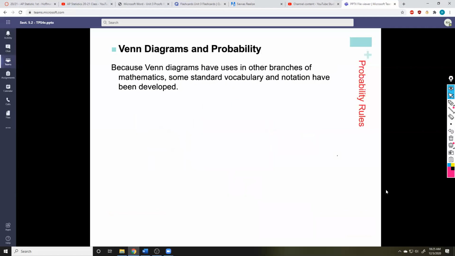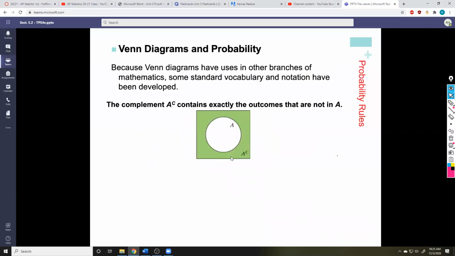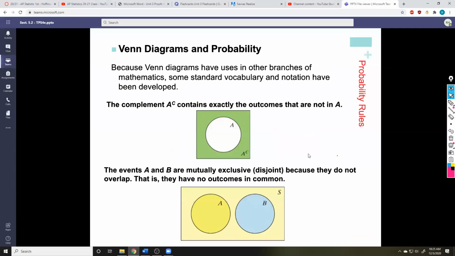And then this slide I've talked about already. We've talked about the complement of an event. Remember, complement means not A, anything not an A. And we talked about mutually exclusive, which would be if there's no overlap between the two events. If it's impossible for A and B to happen together.